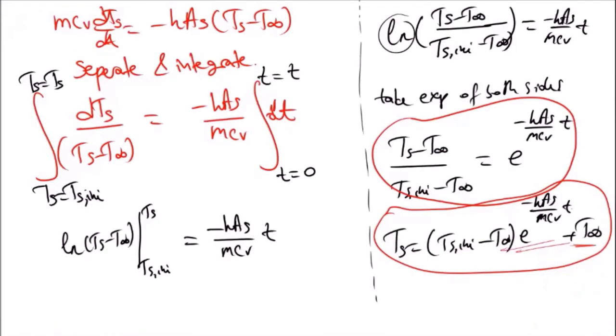What is the unit of hAs over rho V Cp? Rho V means mass, so this is hAs over m Cv. You have 45 seconds. Go on, my friends.